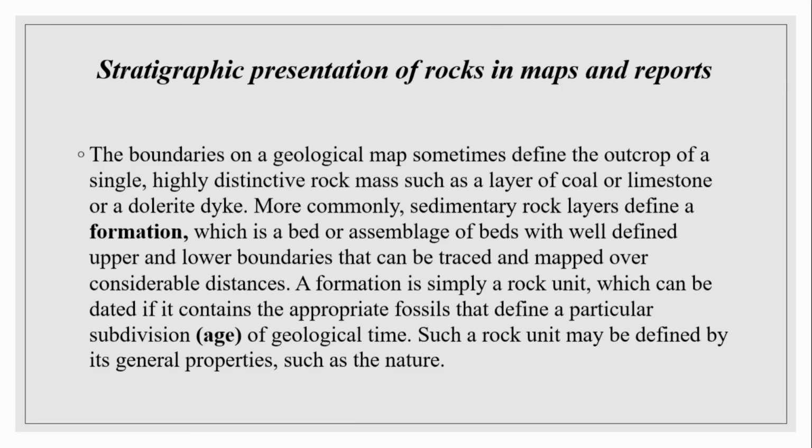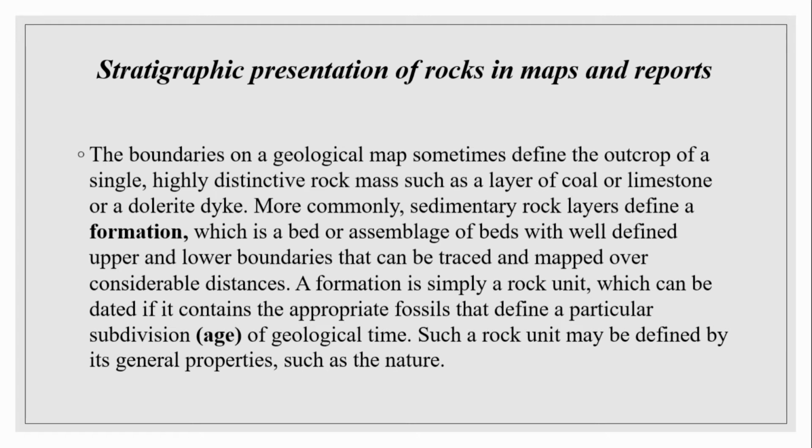The boundaries on geological maps sometimes define the outcrop of a single highly distinctive rock mass, such as a layer of coal, limestone, or a dolerite dike. More commonly, sedimentary rock layers are defined as a formation, which is a bed or assemblage of beds with well-defined upper and lower boundaries that can be traced and mapped over considerable distance.